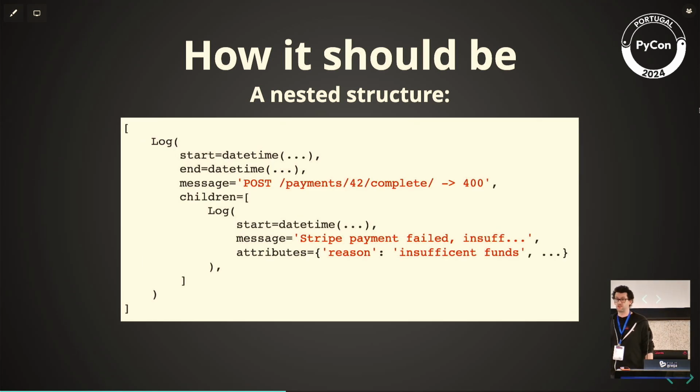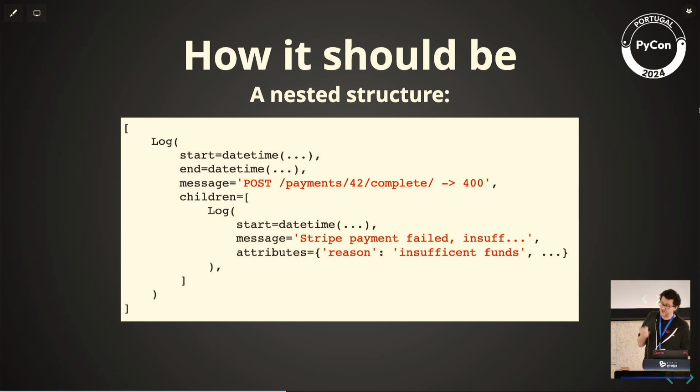So instead of simply having the log of the request and separately the log of insufficient funds, we have our log about the reason that payment failed within the HTTP request that caused that. And suddenly, without even having to think about it, we know exactly which HTTP request, and therefore which user, this particular error is related to.